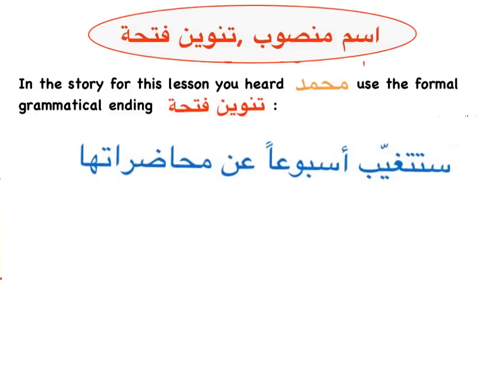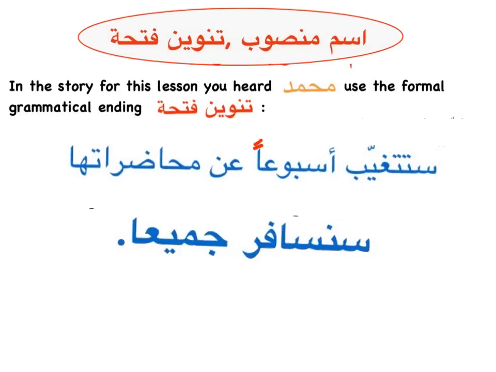How do we know it's a direct object? Because it answers one of the questions of what, when, how long. How long? أسبوع. And in the example, سنسافر جميعا. جميعا here is an answer of how will we travel, and it's an adverb. So the manner in which we're going to travel is جميعا, together. So جميعا takes تنوين الفتح.